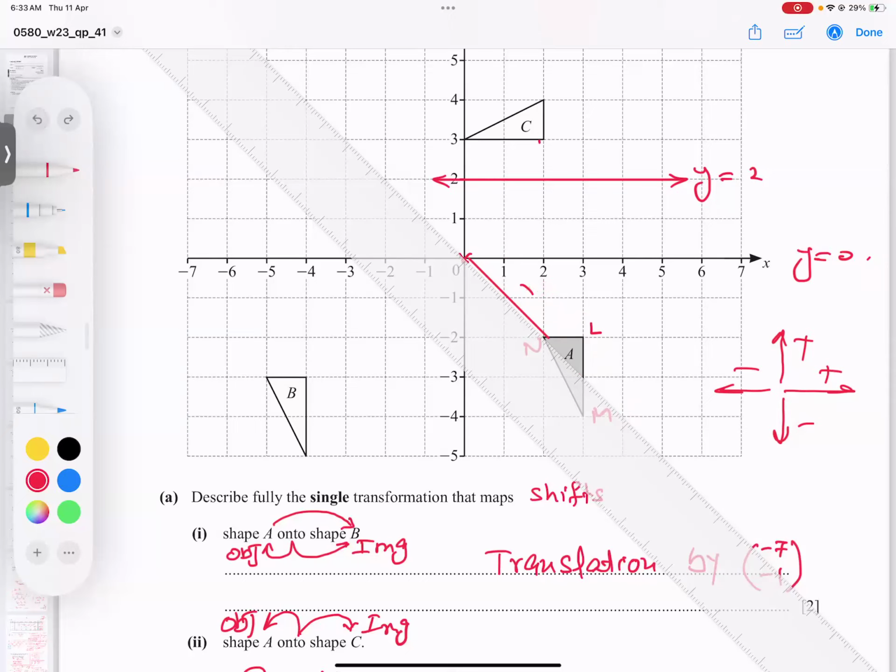So how can we go in the opposite direction? This is a negative 2, so 1, 2, 3, 4. So it will come here. This is the point I mark, can you see? This N will go here. I'm writing here N dash. Okay, same story, I will count for L.